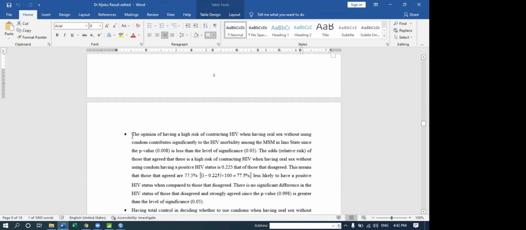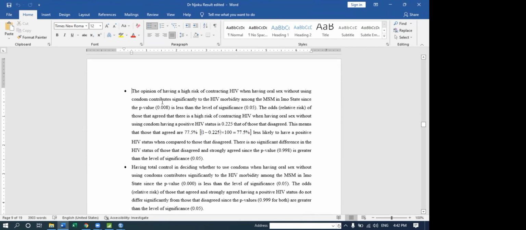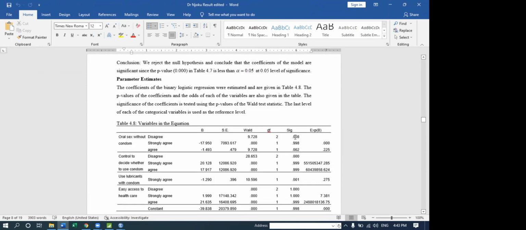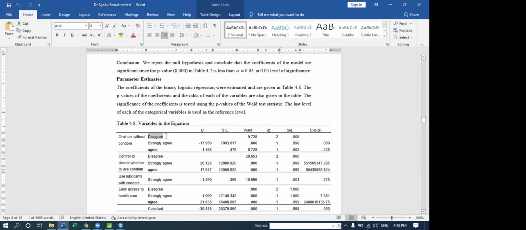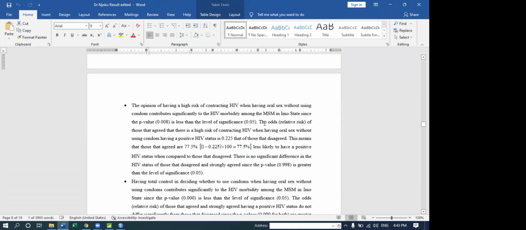So let me read from here. First of all, you state that the variable is significant. So the opinion of having a high risk of contracting HIV when having oral sex without using condom contributes significantly, because the p-value of the variable that you are using to compare is less than 0.05. Now you start: the odds of those that agreed there is a high risk of contracting HIV when having oral sex without using condom, having a positive status is this. So first I interpreted it using the word odds.